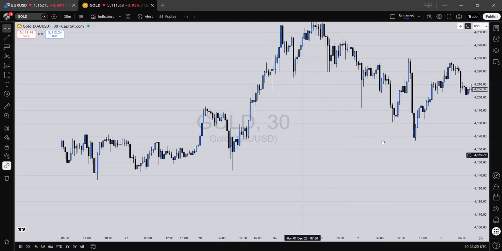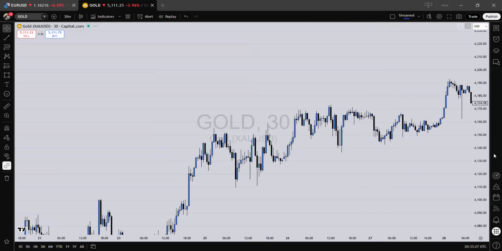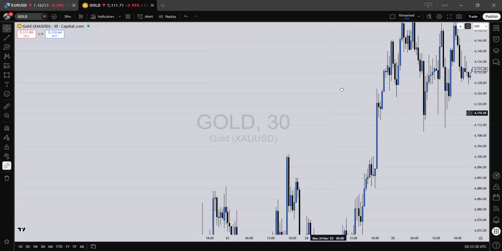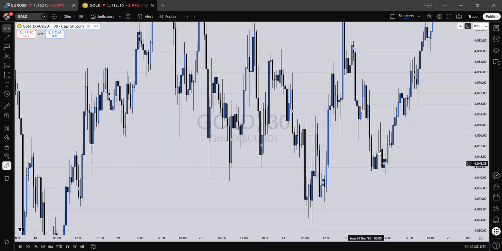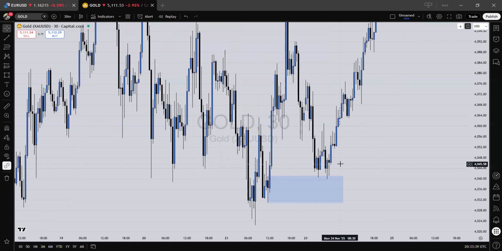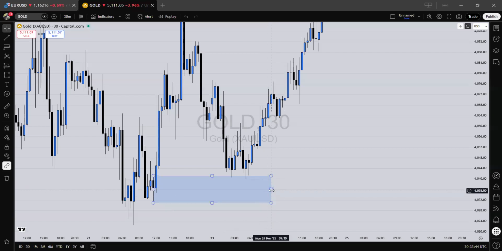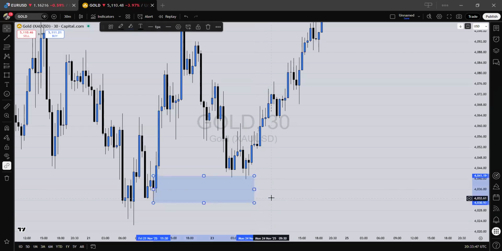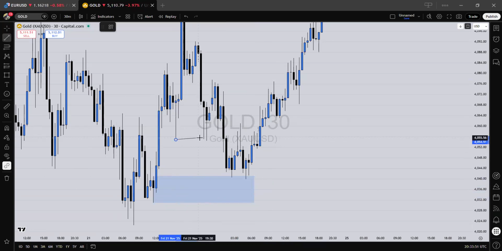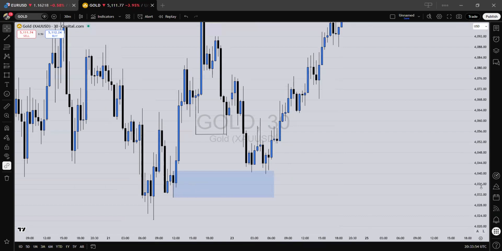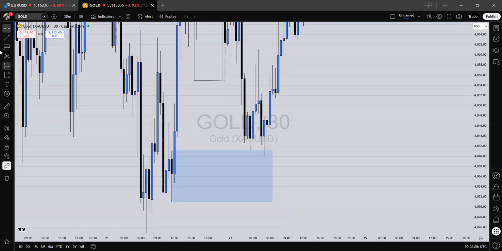Let's check one or two more examples and then we'll continue from here. Price engineers liquidity from this POI. All right, like I told you, either the inducement is absent or the inducement is far from the POI. So you can see what happened here. Price engineered liquidity inside the POI.